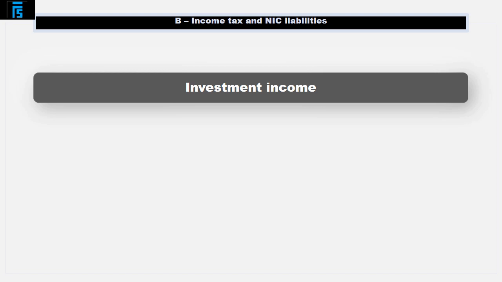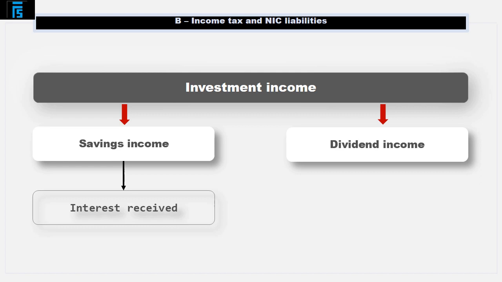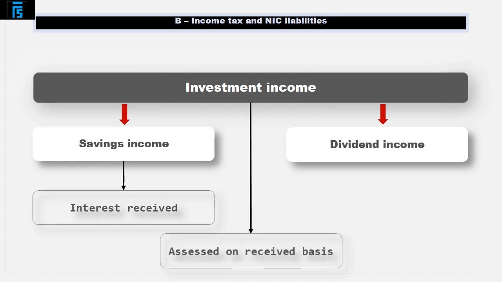One of the types of income that an individual might receive in the year is investment income, which can be split further between savings and dividend income. Savings income would include any forms of interest received, including interest received from bank or building societies, or companies. Investment income is assessed on the received basis, so rather than what is due for a period, we only take into account the amounts actually received during the tax year.